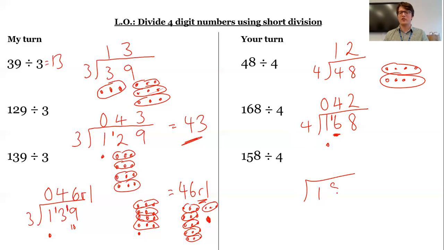What about this one? 158. Well, 4 goes into 15. If we draw out our 15, we do groups of 4. 1, 2, 3, 4, 5, 6, 7, 8, 9, 10, 11, 12, 13, 14, 15. I can see I'm going to have some left over. 1, 2, 3 groups of 4.